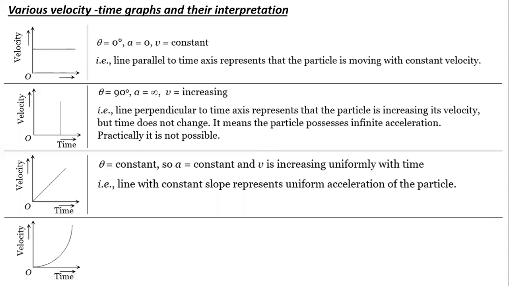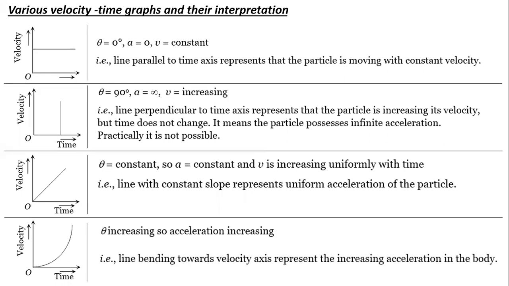Okay, so next, the fourth graph. Here you can say the angle is increasing from 0 degrees to 90 degrees, so acceleration is increasing. If the line bends towards the velocity axis, the acceleration value is going to increase. So it is non-uniform acceleration.